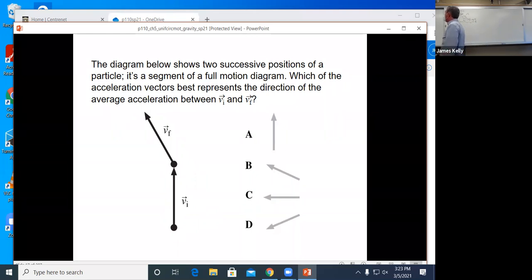Which of the acceleration vectors shown over here, A through D, best represents the direction of the average acceleration between these times? So maybe there's an ant walking along at a constant speed. It was going up, but then it started tilting to the left at that later time. So we just know those 2 times what the velocity vectors are. Average acceleration, this is just to remind ourselves of the definition of the average acceleration.